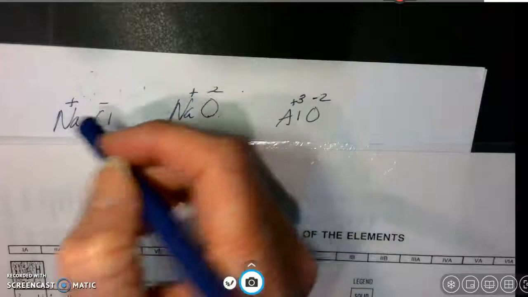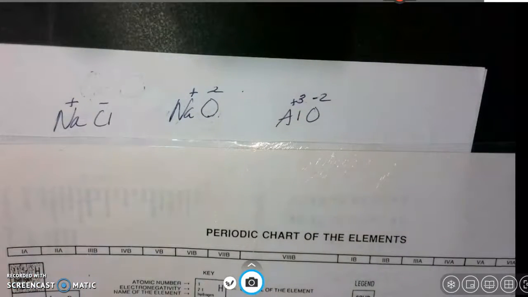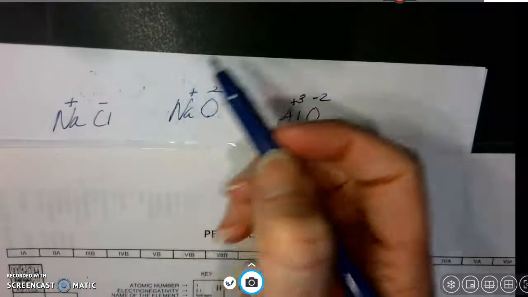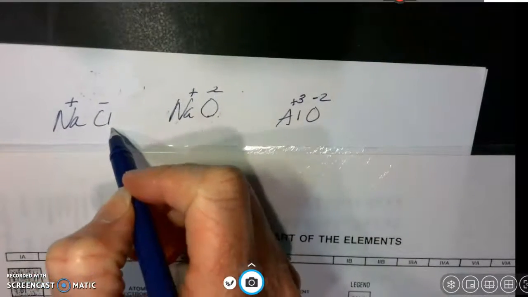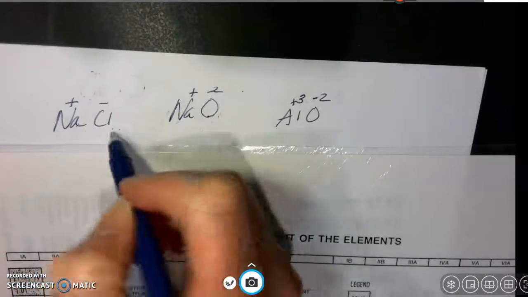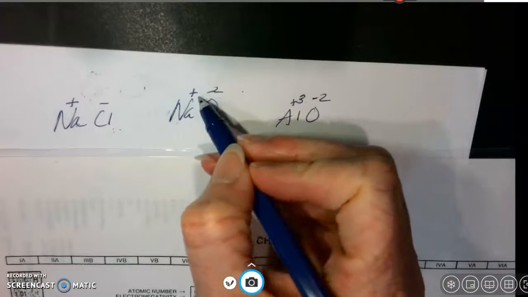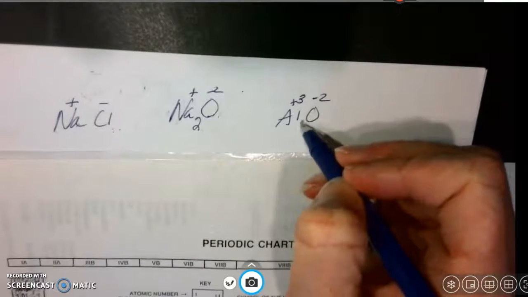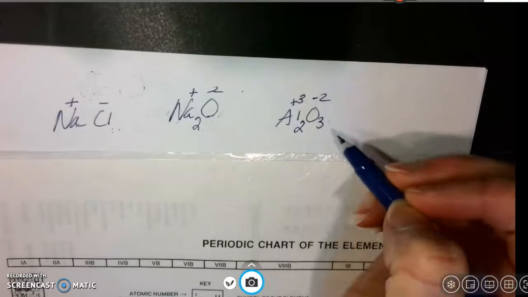So from your activity, you may remember the charges for sodium and chlorine as +1, -1. And you'll notice that the subscripts which aren't written are 1. So chemists are lazy. If it's a 1, we don't write it. When you did this one, you got Na2O, and for this one, you got Al2O3.